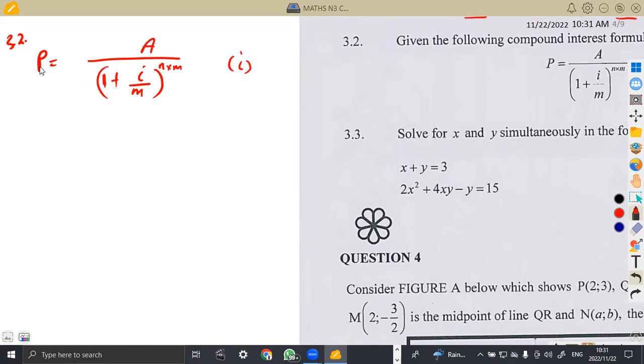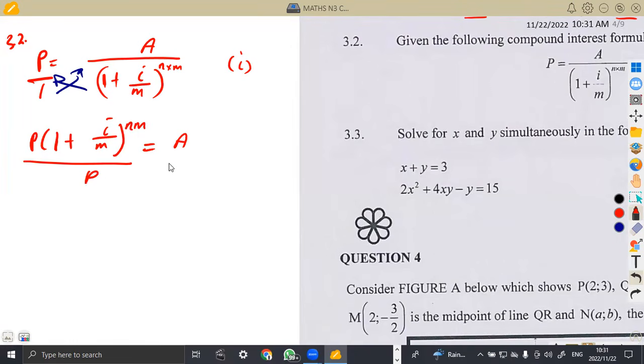Everything to the exponent of any times M, and we want to make I to be the subject. Okay, so in this case, we can actually transpose, divide everything. So you can cross multiply first before we do anything. Cross multiply is going to be P into 1 plus I over M to the exponent of any M, which is equal to A. So you can divide by P both sides, so this can cancel.